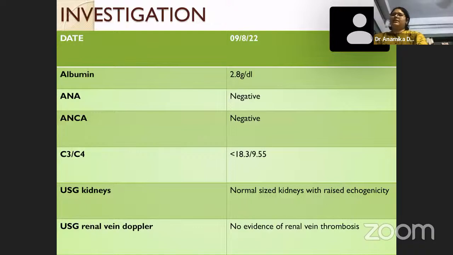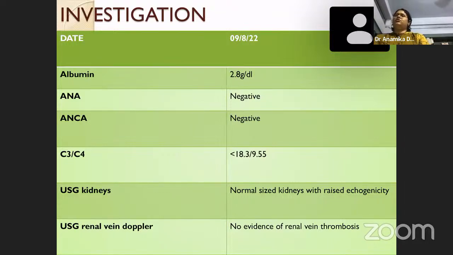So coming to the other investigations, her albumin was 2.8 gram per deciliter. ANA was negative, ANCA was negative, C3, C4 were low. C3 was less than 18.3 and C4 was 9.5 milligram per deciliter, which is just below our lab's cutoff, which is 10 milligram per deciliter.